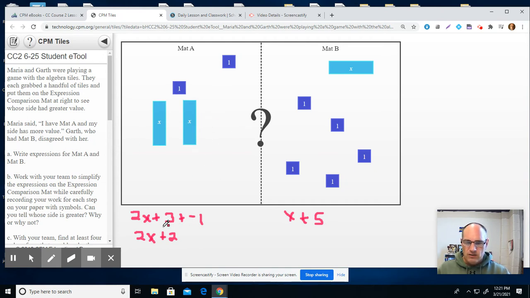So all I did was simplify. I did my 0 pairs. You'll notice this is kind of that 0 pairs I did. 3 plus negative 1 is a positive 2. Over here, I don't have any 0 pairs. So this is still just x plus 5.